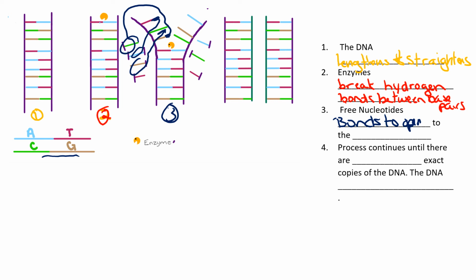Bonds to the open DNA. This process is going to continue until there are 2 exact copies of the DNA. And then the DNA is going to twist back up.